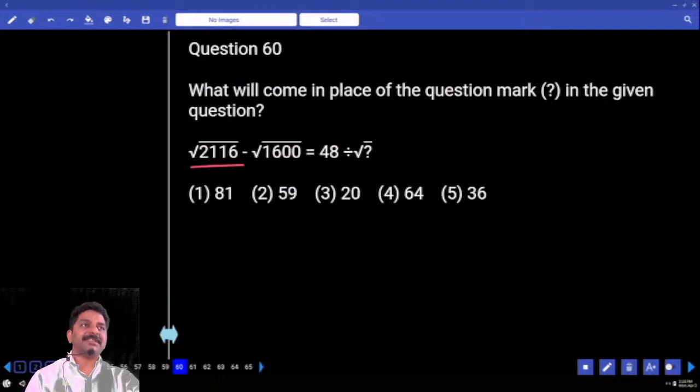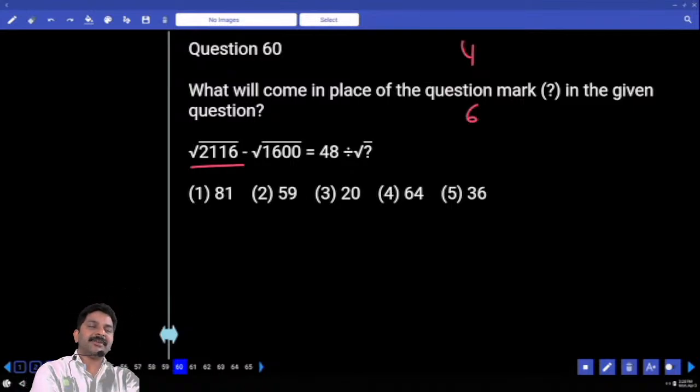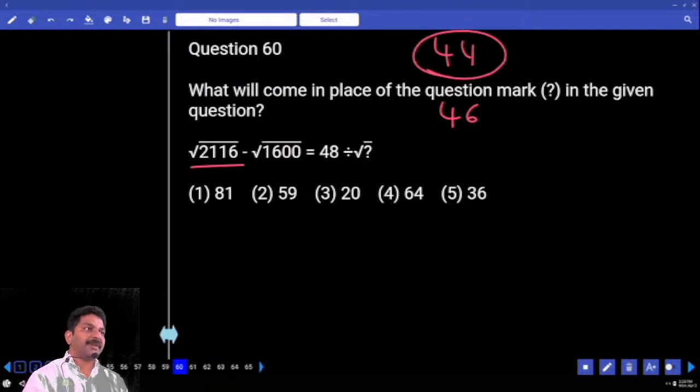2116, if it is ending with 6, it must be a square of a number which ends with 4 or 6. What is 40 square? Our number is more than that. What is 50 square? Our number is less than that. So it must be either 44 square or 46 square. Correct?